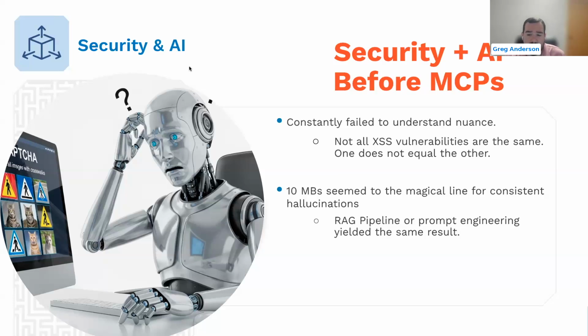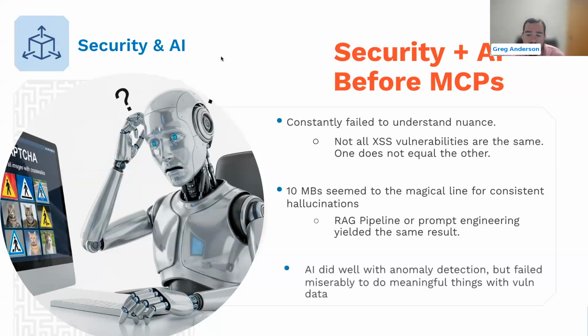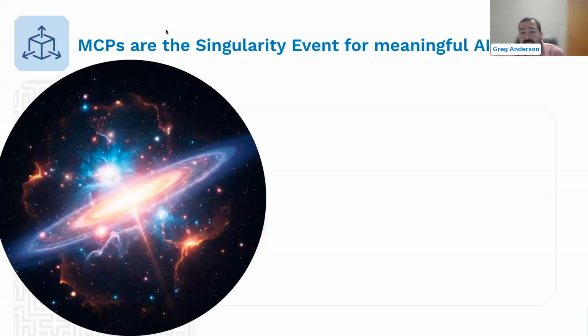And so we first started playing with RAG pipelines to try and make AI more intelligent with regard to security data, vulnerability triage, vulnerability intelligence, et cetera. And it just didn't go super well. We also tried traditional prompt engineering, et cetera, but nothing was really fruitful for us until MCP came along. AI has some great applications in security, specifically with anomaly detection, but with regard to security intelligence and vulnerability management, we were very unimpressed to begin with. But then MCP came along, and this greatly changed our perspective.